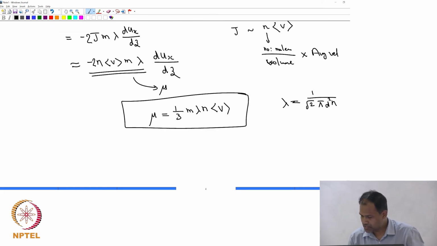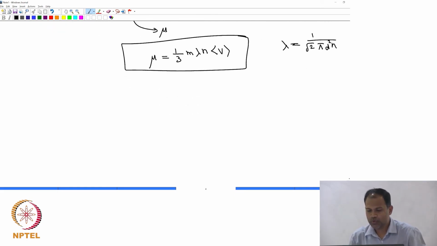So, this equation is important in two aspects. One is that v, the average velocity: how does it change with temperature? It is proportional to root T. So, that means that viscosity is going to be proportional to root T. As you increase the temperature of a gas, the viscosity is going to go up, not decrease.